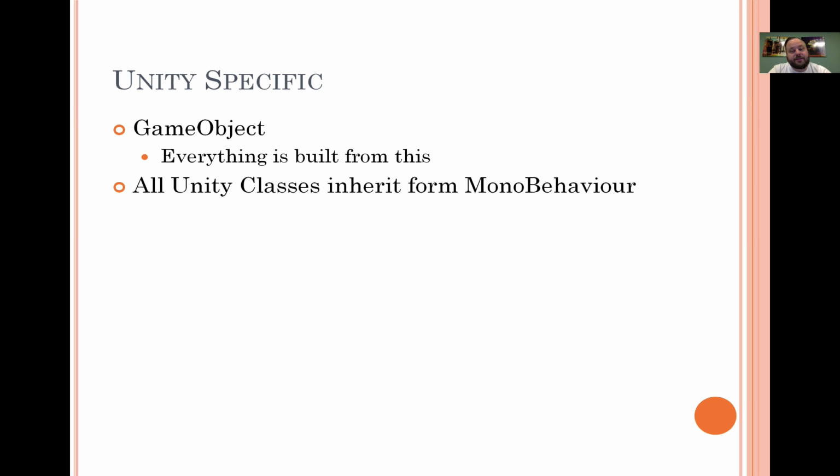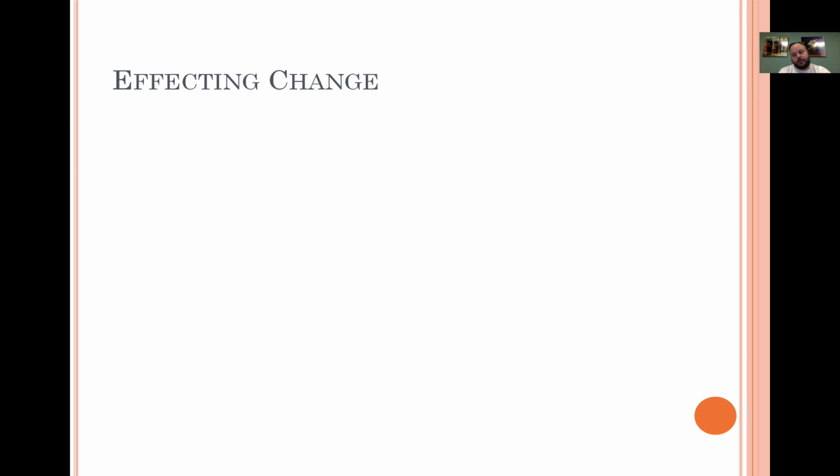All Unity classes inherit from MonoBehavior. Everything in Unity will inherit from MonoBehavior, or it won't work right. So we kind of saw that already. It gives us some useful functionality. Again, the movement, turning things on and off, all kinds of things.